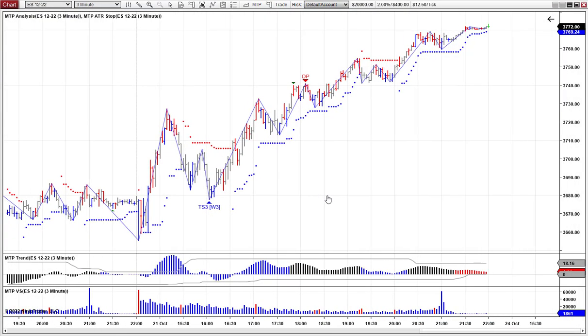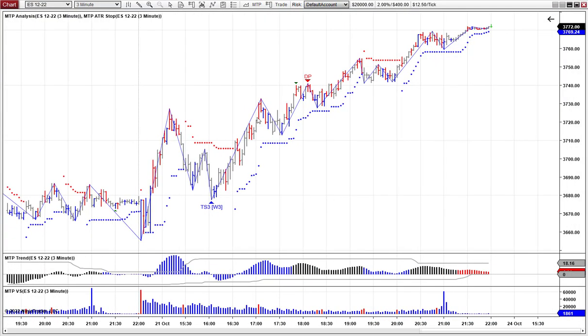Right, let's have a look at an example from the ES from yesterday. This is a day session only chart where we look at the market from 9:30 to 4:15 in the afternoon, New York time. Now, MTPredictor does have automatic setups, you can see on the chart, but we don't just trade these blindly, perhaps in the direction of our MTP trend color.